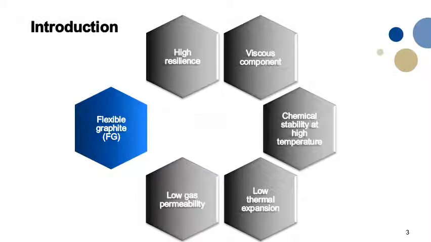Flexible graphite is a partially known material. It's known for its high resilience and strong viscous component. That means that it has a high capability of dissipating the energy. It shows good chemical stability even at 3000 degrees, and it shows a low coefficient of thermal expansion and a low gas permeability.